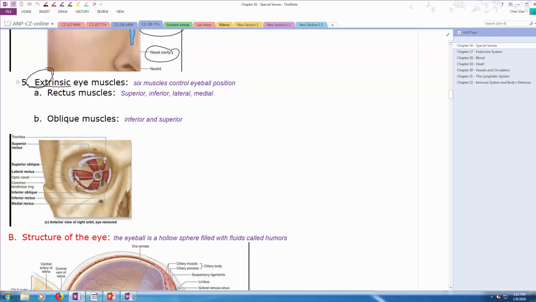We only have 6 muscles that control the position of our eyeball for each eye. And 4 of them are rectus. So we have 4 rectus and we have 2 oblique muscles. The rectus muscles are superior, inferior, medial, and lateral. So where you hear the word, that's where you find them in relationship to the eyeball itself. And when they contract, the superior rectus muscle will make the eye look up. The inferior rectus muscle will make the eye look down. The lateral rectus muscle will make the eye look off to the side. And the medial rectus muscle will make the eye look at your nose, right?